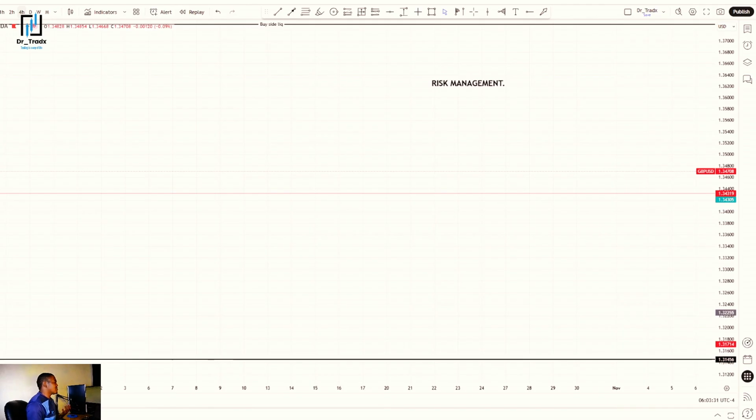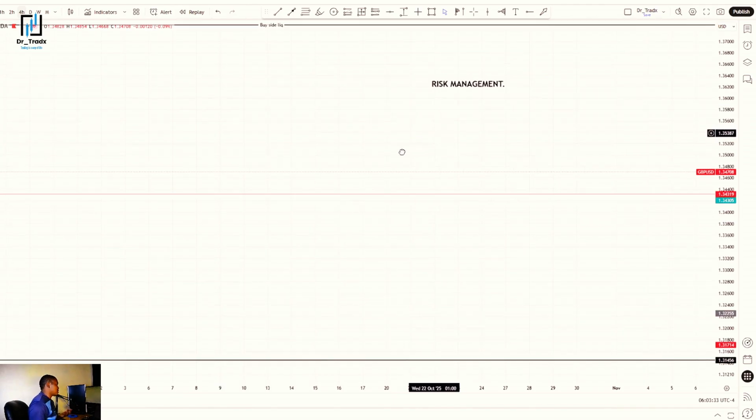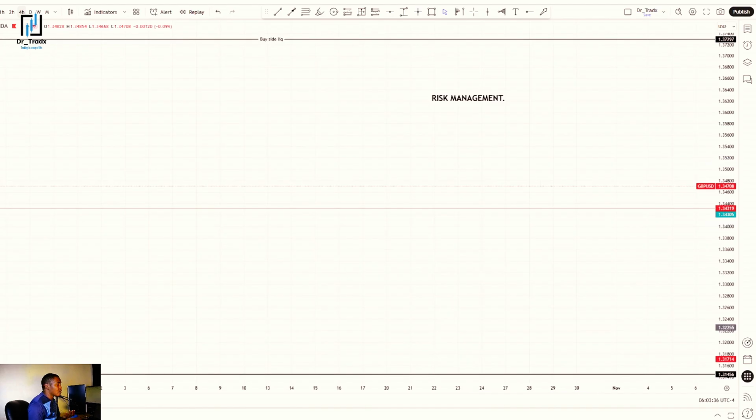In risk management, there's one thing I want you to understand. A lot of people have a lot of things they say about this topic, but I'm going to use a minimum of your time so that you can understand what it's all about. Risk management is simply how you protect your trading capital. It's just like that. How you protect your trading capital.